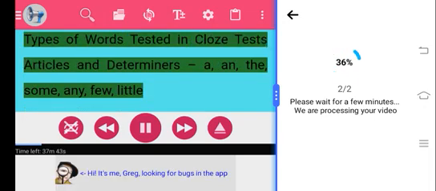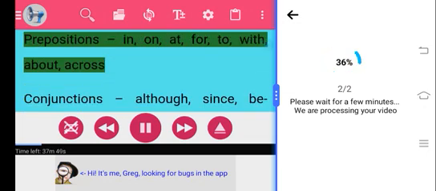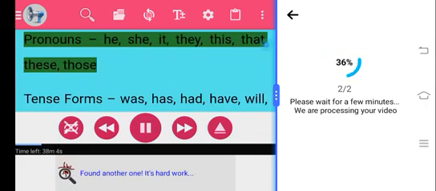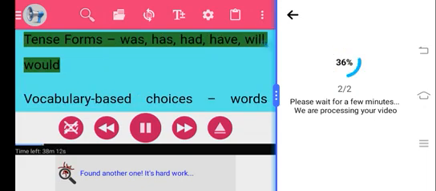Types of words tested in close test. Articles and determiners: a, an, the, some, any, few, little. Prepositions: in, on, at, for, to, with, about, across. Conjunctions: although, since, because, but, however, therefore. Pronouns: he, she, it, they, this, that, these, those. Tense forms: was, has, had, have, will, would.